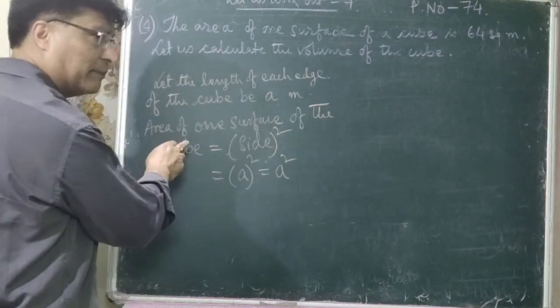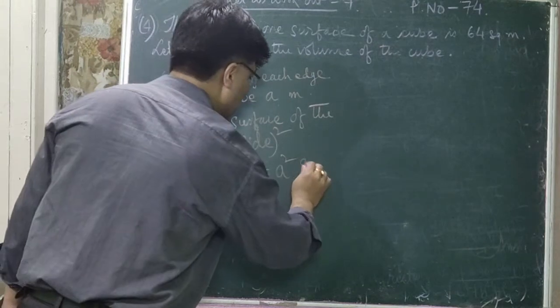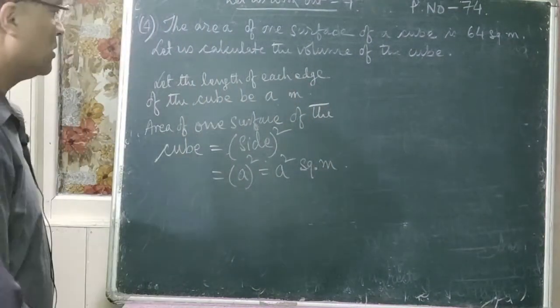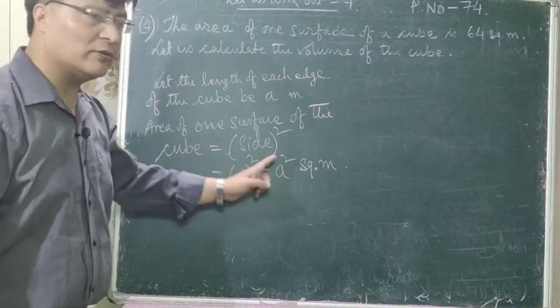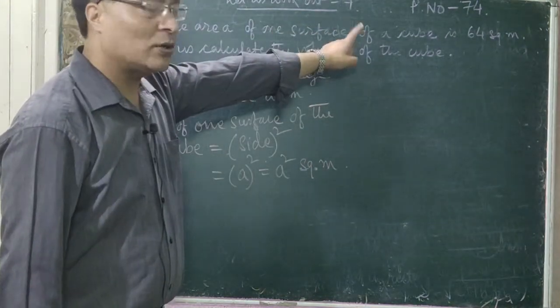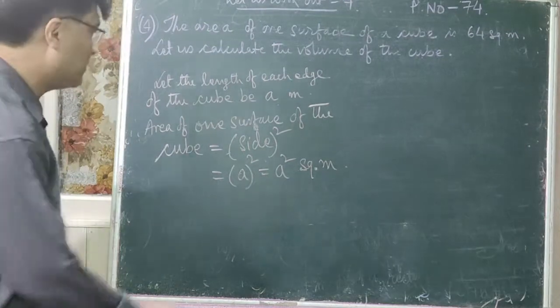What is the unit for area? Area भनेपछि दुई पल्ट मल्टिप्लाई गर्यो स्क्वायर भइगयो. दुईपल्ट मल्टिप्लाई गर्दा स्क्वायर युनिट हामी के लेख्छौँ मिटर. So this is the area of one surface of the cube is equal to a square meter. But by question, what is the area of one surface of the cube? It is 64 square meter.